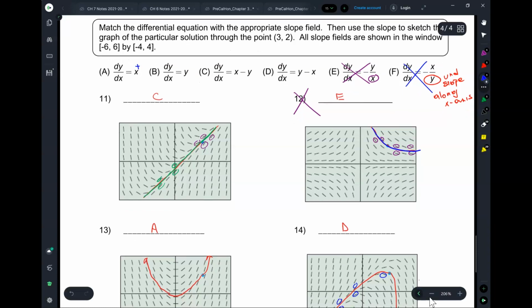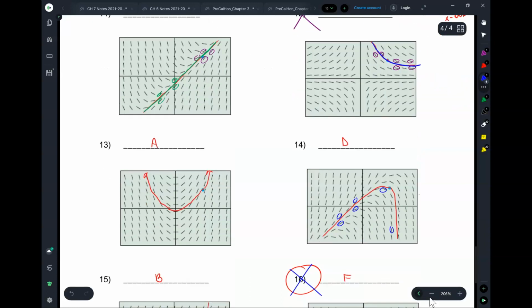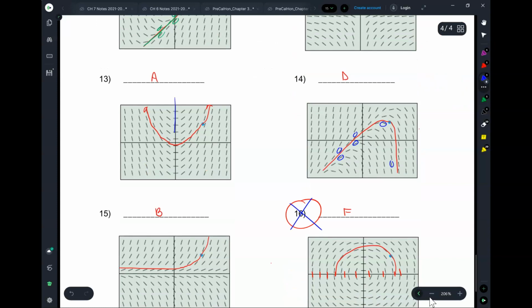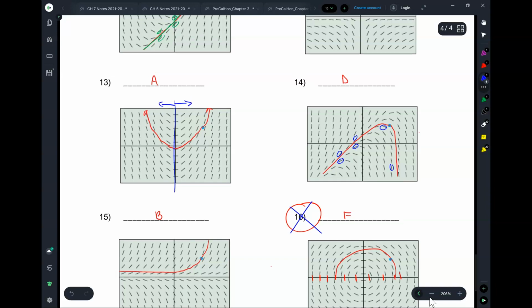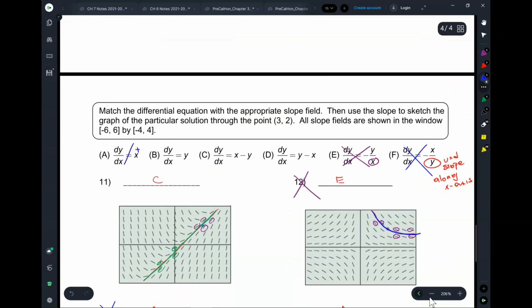So which one, as you go from left to right, has only negative slopes on one side and only positive ones on the other? Well, that's only A. A is the only one where there's a clear division. Zero along here, negative to the left, positive to the right. So that's A, and that's out as well.